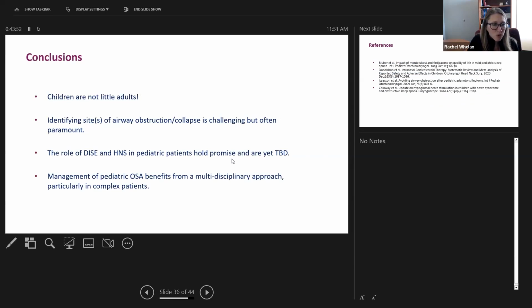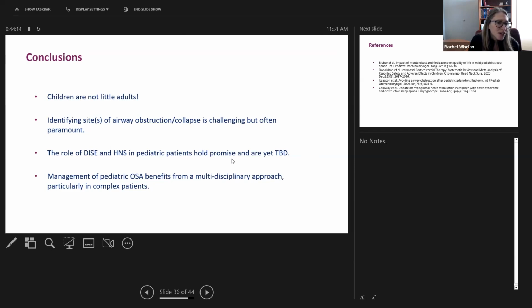I know that was a whirlwind talk about how we think about pediatric sleep apnea from the ENT side of things. But really what we try to do is pinpoint the site of obstruction or collapse. And if you can find where children are collapsing, you can generally make them better.